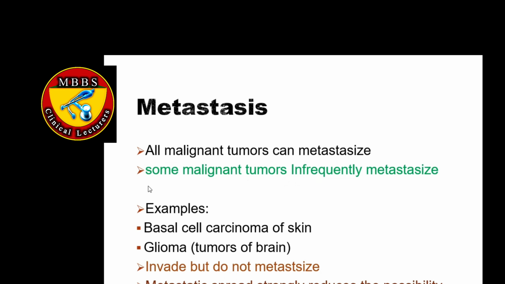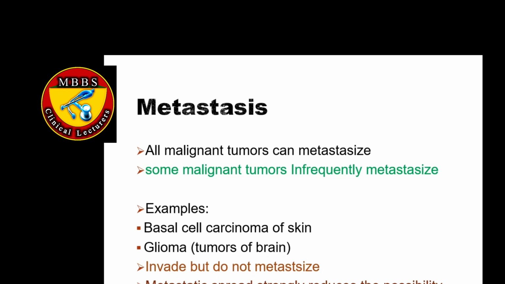Some malignant tumors infrequently metastasize. This makes up a good exam question also. That is, they rarely metastasize. And what should come into your mind? The names of two tumors which less commonly metastasize. These are basal cell carcinoma of the skin and glioma, a tumor of the brain. They invade but do not metastasize. Metastatic spread strongly reduces the possibility of cure.